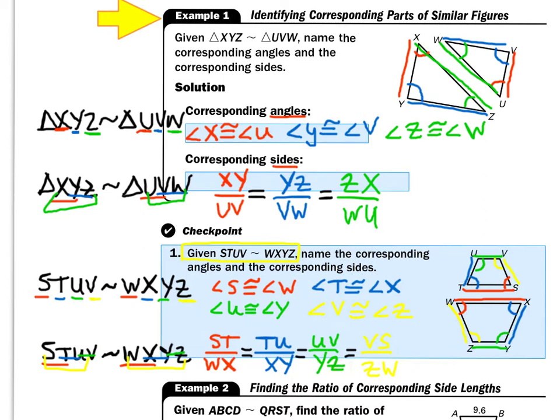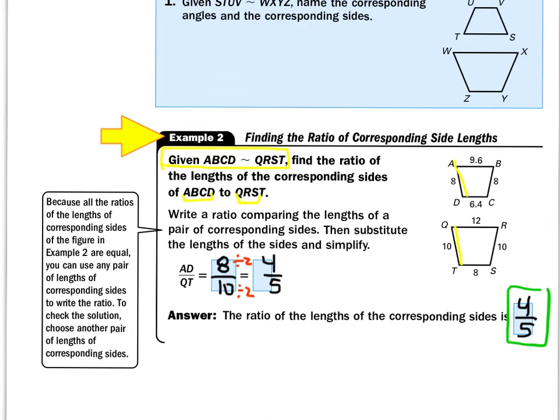And then I grabbed yellow to do the first to the last letter, SV and WZ. So I went from S to V and W to Z. And then I wrote VS and ZW right there. Okay, so take a look at example 2.